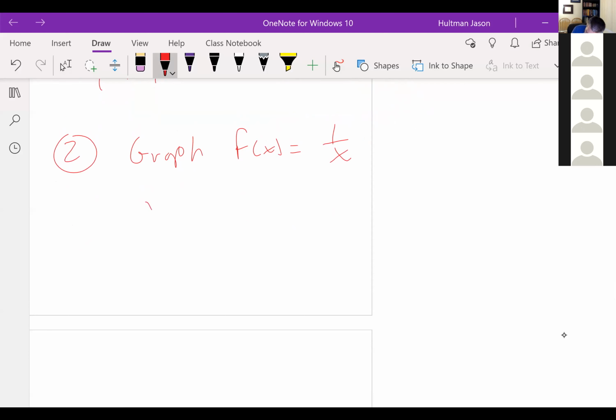Well, if x is 1, then what's f of x? It's 1, right? If x is 2, what's f of x? Well, it's 1/2. If x is 3, then it's 1/3. If x is 4, then it's 1/4. You kind of see a pattern here, right?